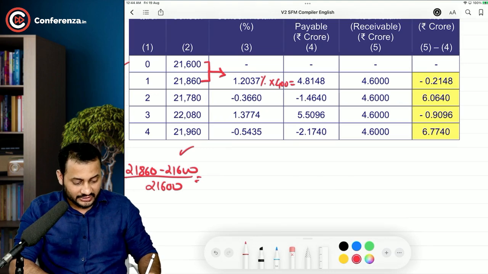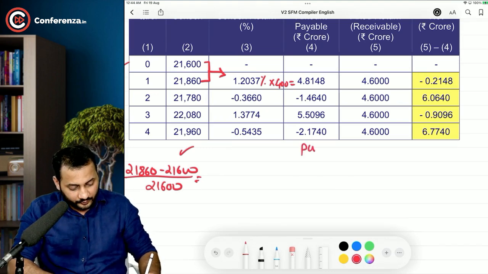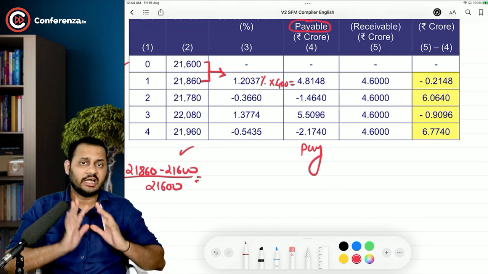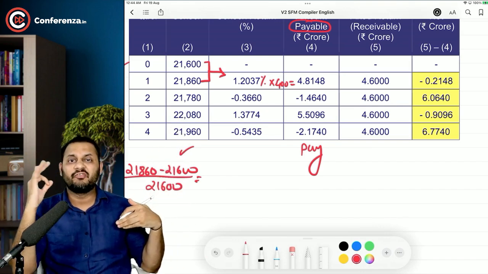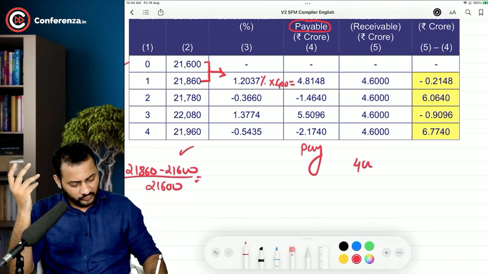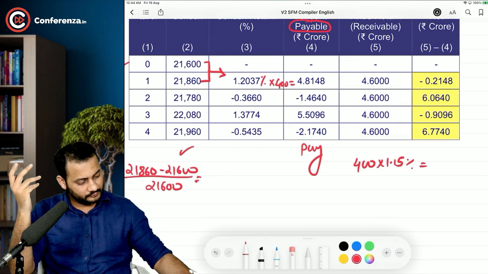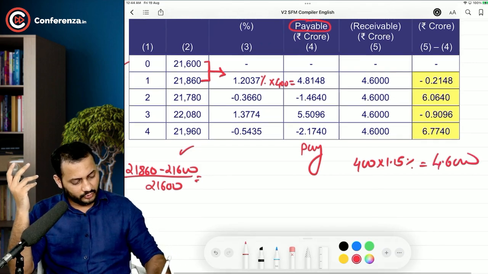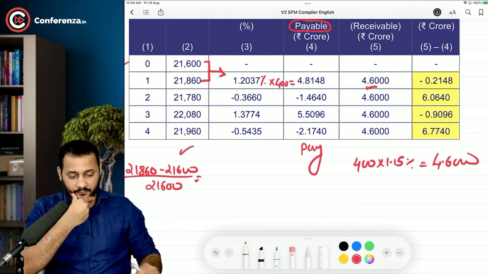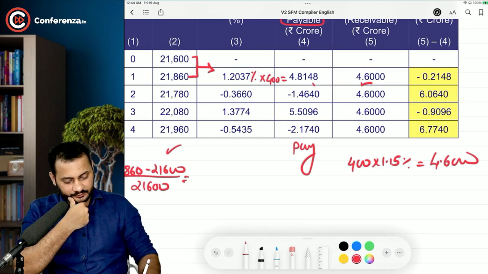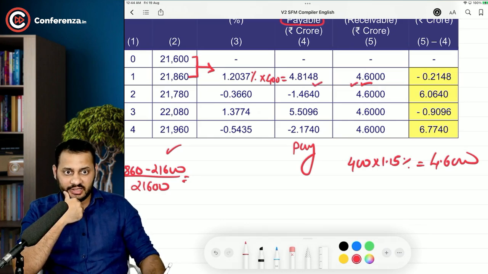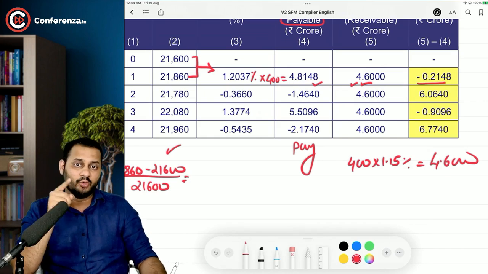So this is what we earned and we are paying. This is payable. We said that whatever is the return on our portfolio, we will pay it to you. You pay us 1.15% fixed. What is the 1.15%? 400 crore into 1.15%, that's 4.6 crore fixed. Right? Now understand. So we will pay this and we will receive this. So net is the payment in this case because we are paying more. 4.8 crore is the payment, 4.6 crore is the receipt.